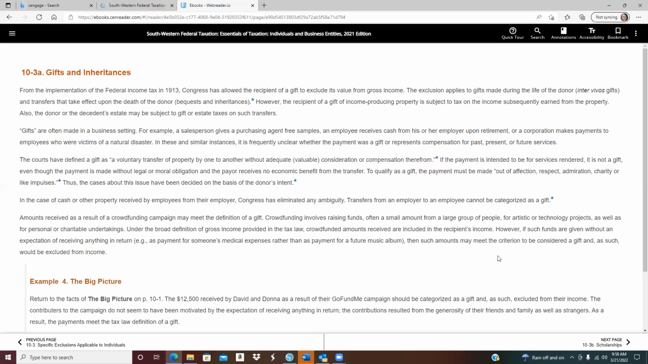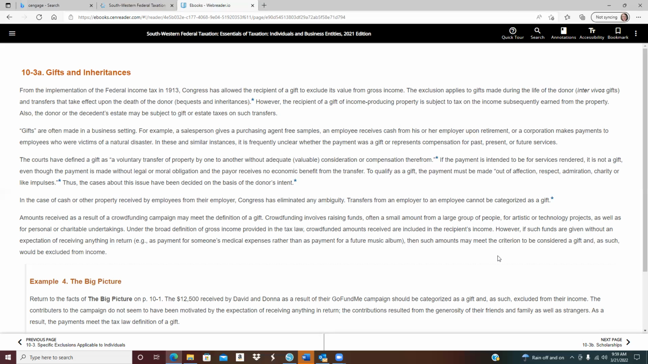Gifts are often made in a business setting. So examples: an employee receives cash from his or her employer upon retirement, or a corporation makes payments to employees. In these instances, it's unclear whether the payment was a gift or represents compensation. The courts have defined a gift as a voluntary transfer of property by one to another without adequate consideration or compensation.